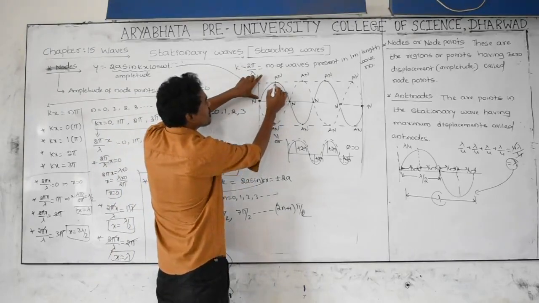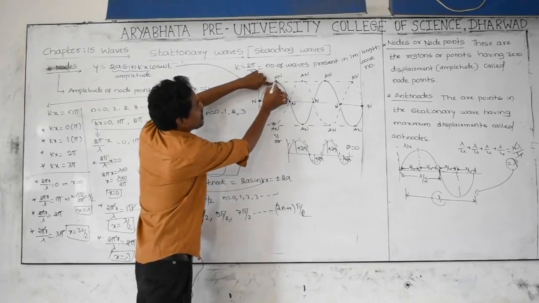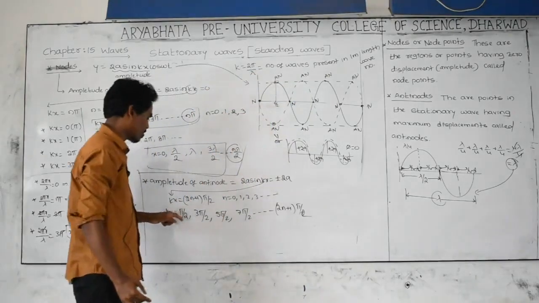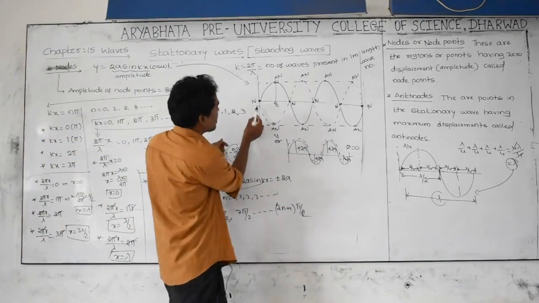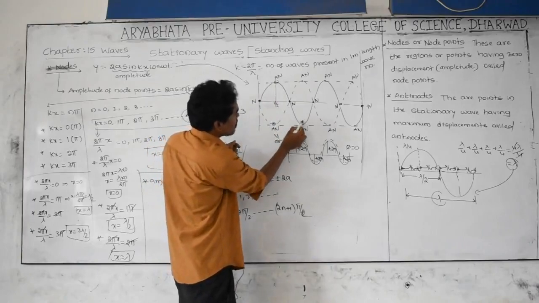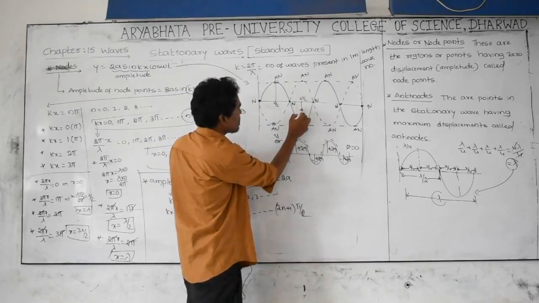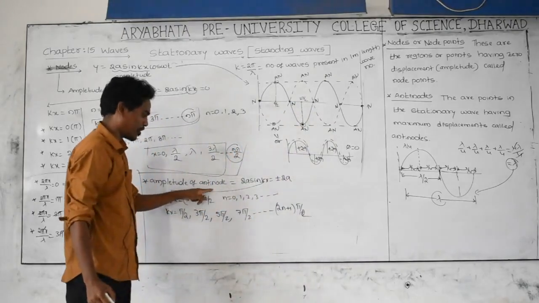Pi by 2 means, is the displacement 0? The displacement is not 0. Then is this point called a node point or an anti-node point? This is an anti-node point. Go to the next, 3 pi by 2. 3 pi by 2 means 270 degree. Where is 270 degree? This is a 270 degree. 270 degree in the sense this point is called a node point or anti-node point? Yes, it is an anti-node point.